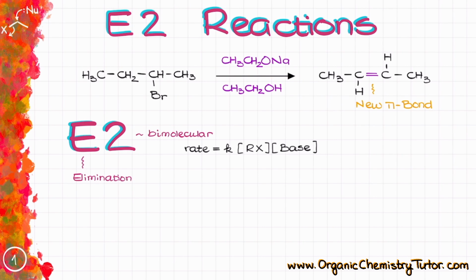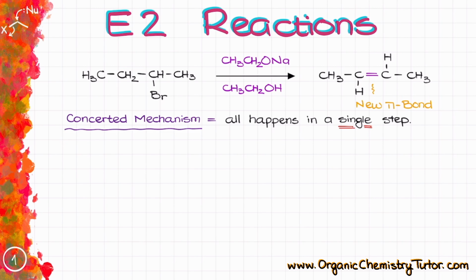E2 is a bimolecular reaction, so similarly to the SN2 reaction, the rate of the reaction depends on both concentration of the substrate and the base. So we can have our substrate and we have our base. However, since an elimination reaction is not a substitution reaction, we are typically going to compare the E2 reactions to E1 reactions and not SN2 reactions.